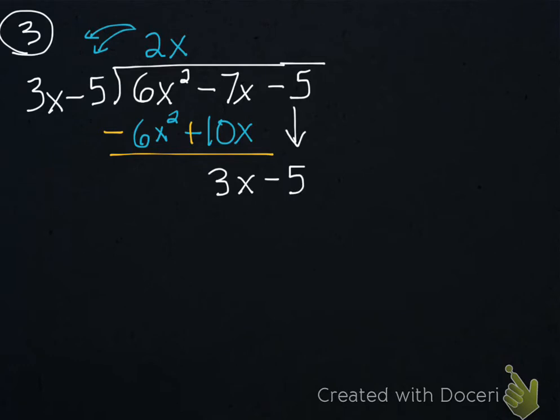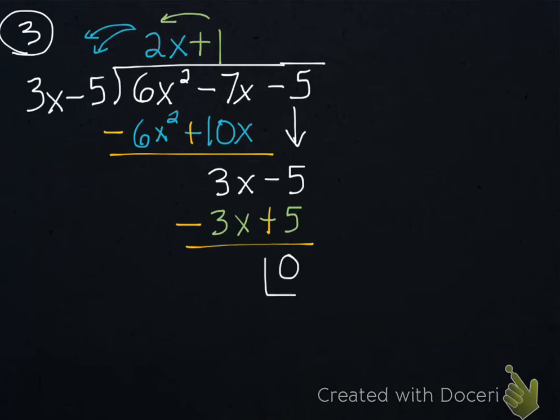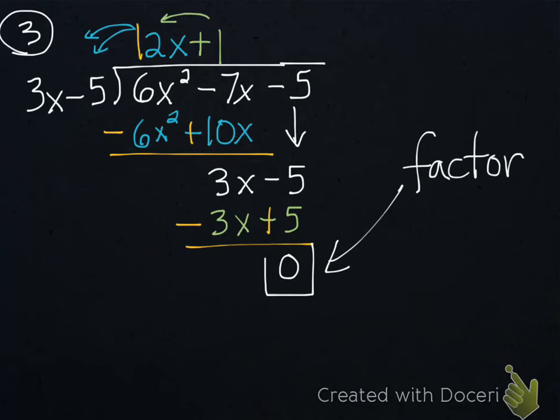Now what do I multiply 3x by to get 3x? Plus 1. Again, distribute. 3x minus 5. Draw the line, change both signs. Negative, positive. 3x minus 3x is 0, and negative 5 plus 5 is 0. This means it's a factor. What's a factor? The 2x plus 1. My quotient is a factor of the equation 6x squared minus 7x plus 5.